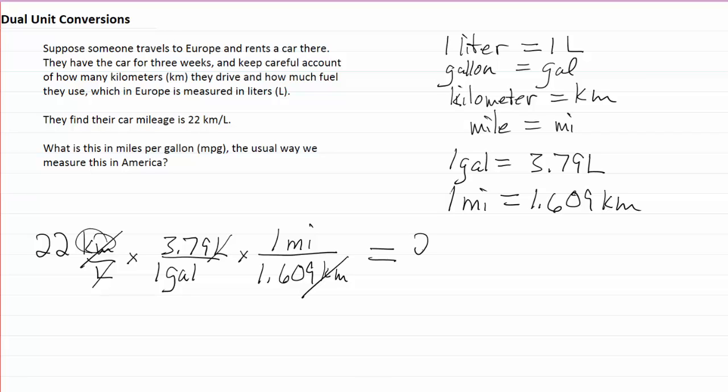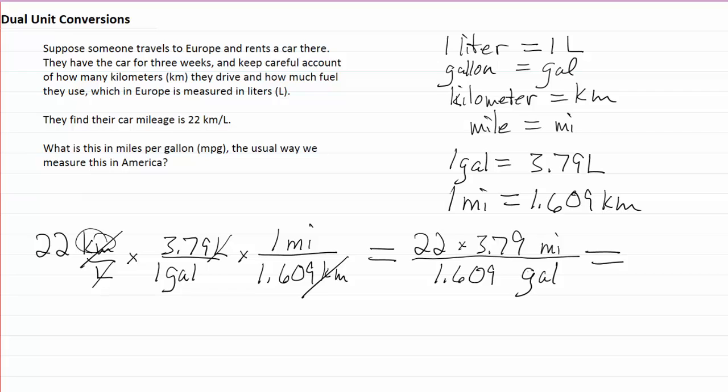If I sort of summarize what I've got so far, numbers on top I have are 22 times 3.79, and the units that are left on top are miles. The numbers I have on the bottom, I just have a 1 times 1.609, and what I have on the bottom for units are gallons. So I'll end up with miles per gallon.